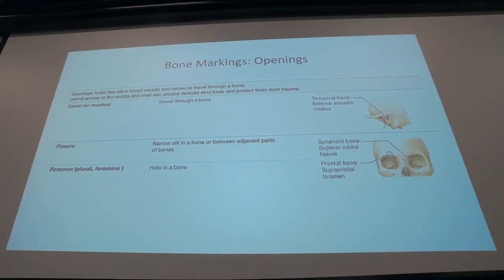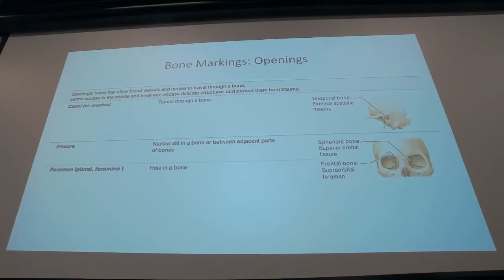Openings: so we have canal or meatus. Remember, these allow the passage of blood vessels or nerves. A canal is a tunnel through a bone. Sometimes canals are narrow, some are wider, depending on what passes through. And you can have round canals, oval canals. So it depends on what is passing.